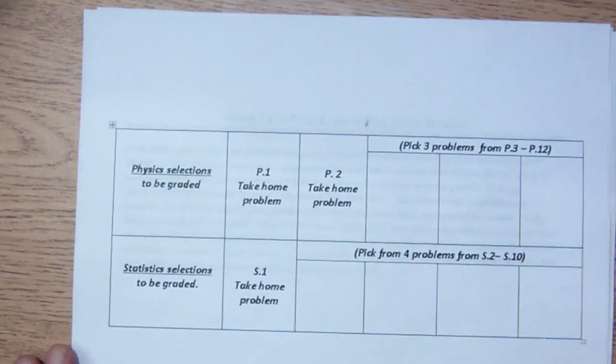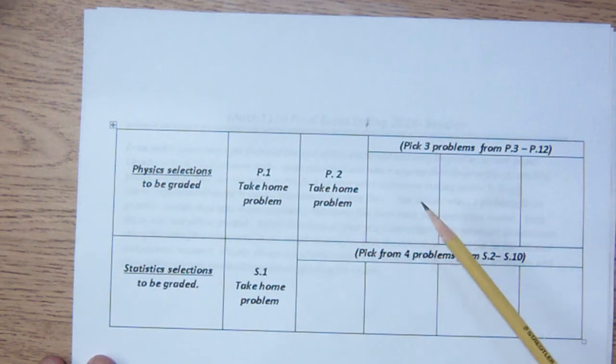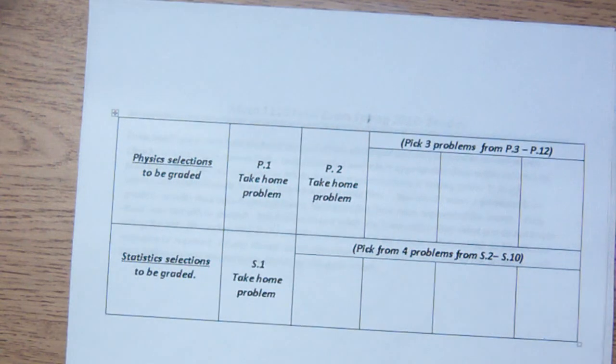Okay, so this is the way the front page also looks. The take-home problems, the 2 physics problems and the 1 statistics problem, are mandatory. Then you pick 3 problems from P3, physics 3 to physics 12, and you will pick 4 statistics problems from statistics 2 through statistics 10.